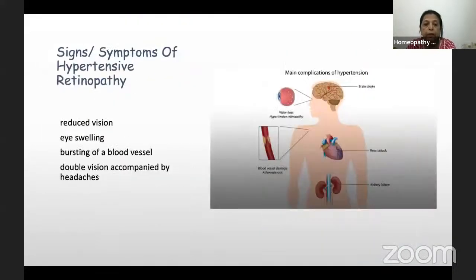Here you can see all other organs are also involved. Like in hypertension, the eye is involved, the heart is involved, the kidneys are involved. And as for symptoms in hypertensive retinopathy, whenever the macula is affected, there is reduced vision. Sometimes there is eye swelling also, and there are hemorrhages. Many patients come with a subconjunctival hemorrhage, and when we check the blood pressure, we come to know that the patient has hypertension, because the subconjunctival hemorrhage is so bright red. The patient is really scared about all this. And sometimes there is a lateral rectus palsy leading to double vision also.